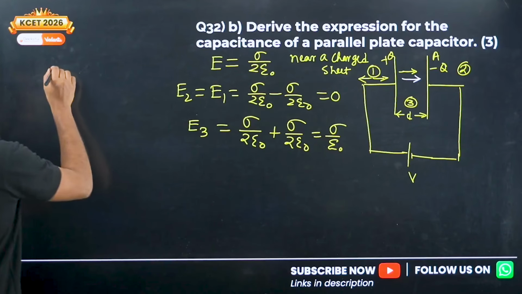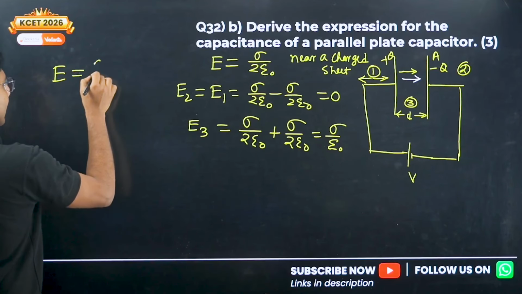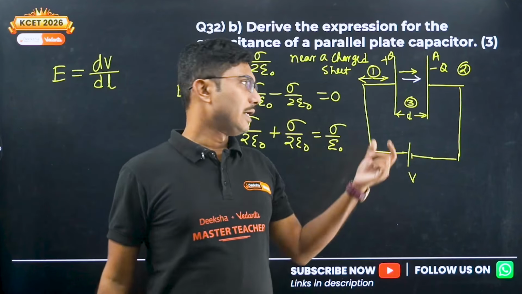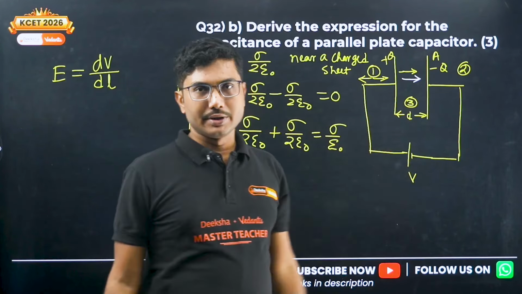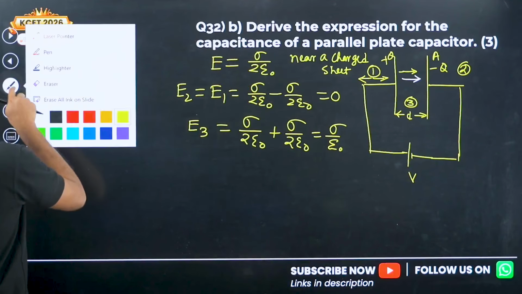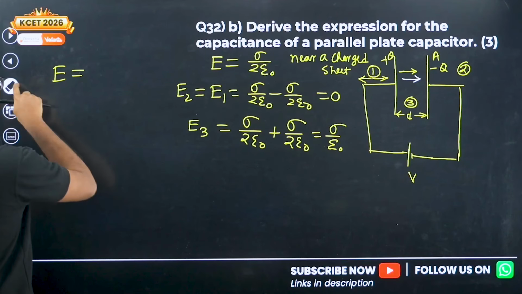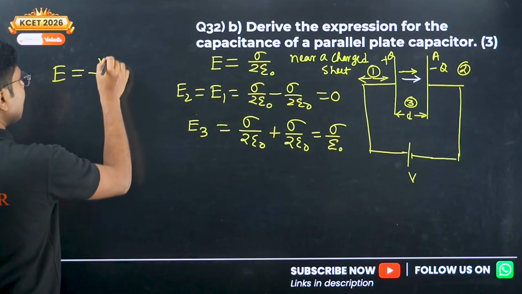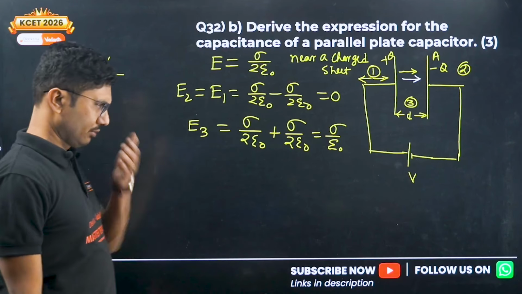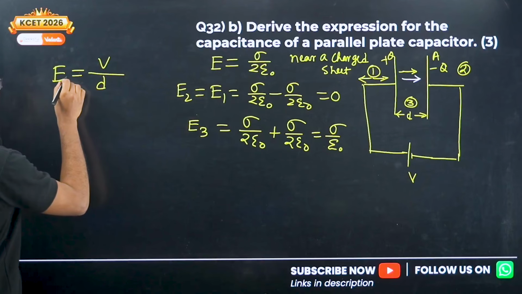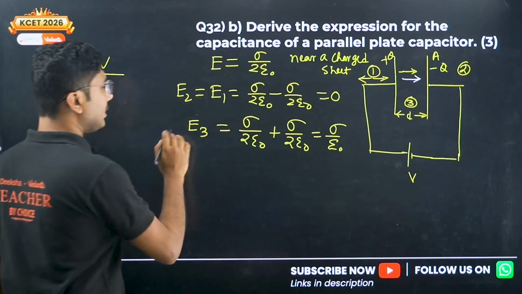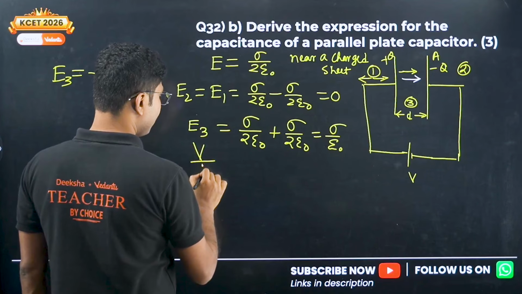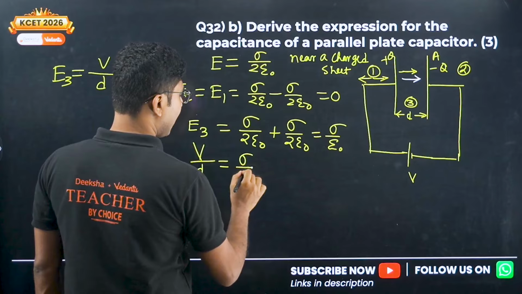So we know that electric field is given by dV by dL, when a small voltage difference is there. Here the voltage difference is given by V, and the distance is given by D. So the electric field can be written as V upon D, in magnitude. So this must be the electric field in zone number 3, and we will use that as well. So E3 equals V by D equals sigma by epsilon naught.